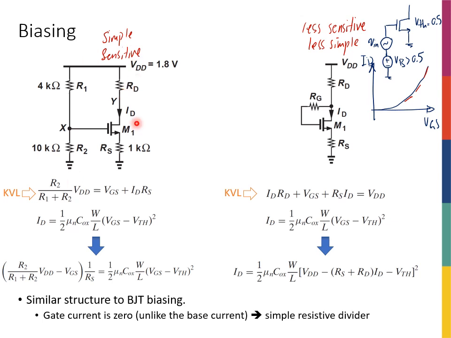So this circuit is very similar to the resistive divider that we had in the BJT, and it's actually much better than that. Why? Because we know that at the gate of a transistor we have zero current. We talked about this. So I_G is always equal to zero, at least at DC frequencies, we don't have any current flowing through the gate, simply because there's a capacitor there.